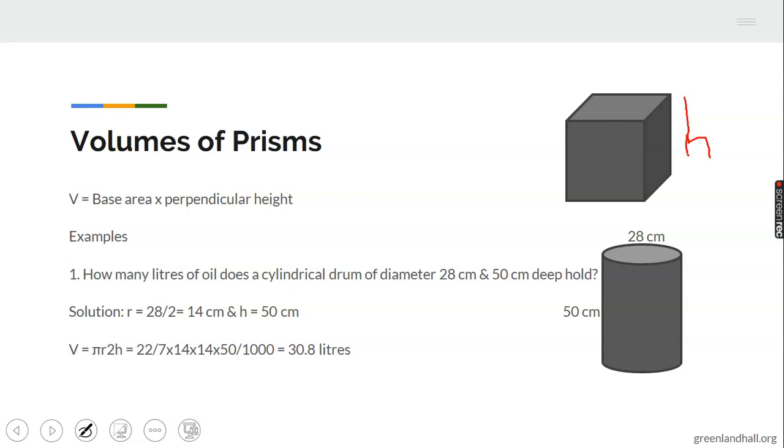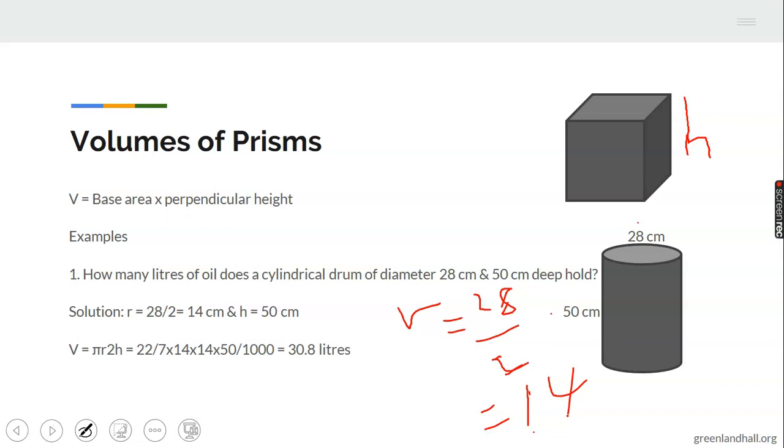Example 1. We want to know how many liters of oil a cylindrical drum of diameter 28 cm and 50 cm deep holds. Here, this is the diameter, and this is the height. So to get the radius, we divide 28 by 2, and this will give us 14 cm.